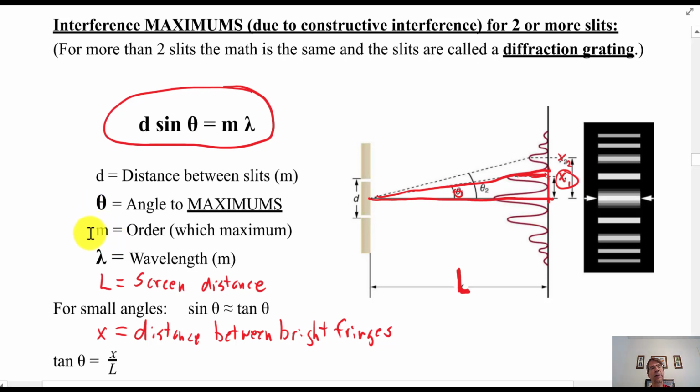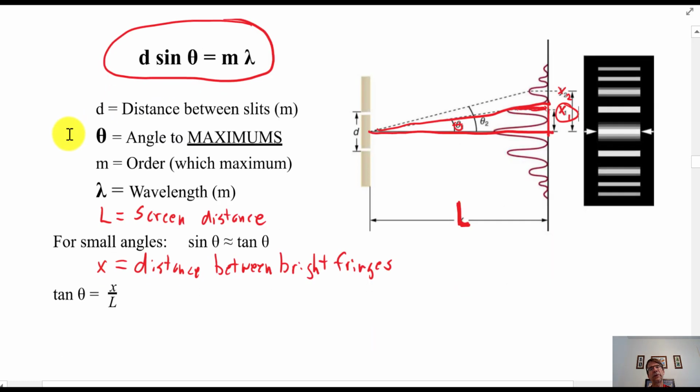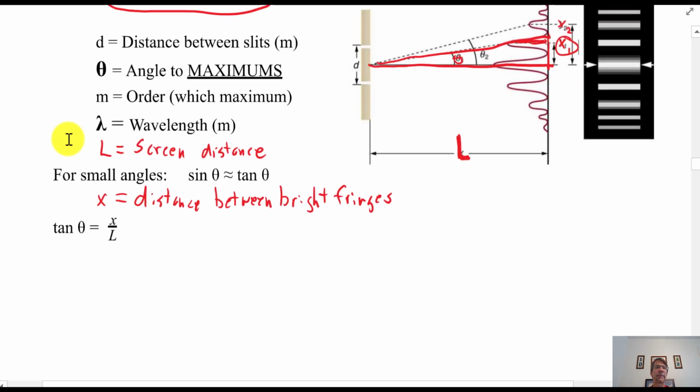M is the order, how far you are from the center, like the first, second, third. I was writing all those numbers down. Which bright spot you're talking about on that pattern. But this equation right up here at the top is the most important equation. But there is another equation that your book kind of develops in the assignments, but I'm going to develop it for you.